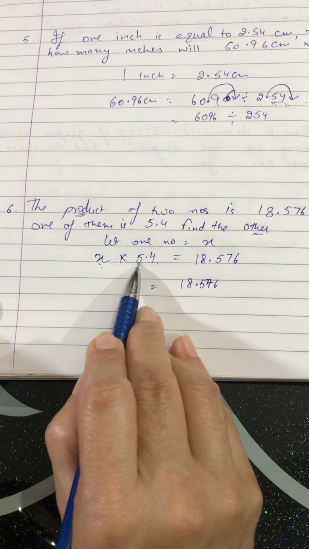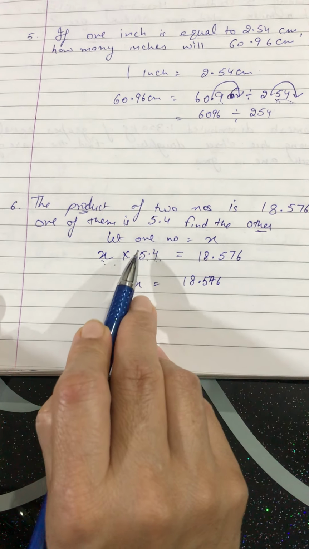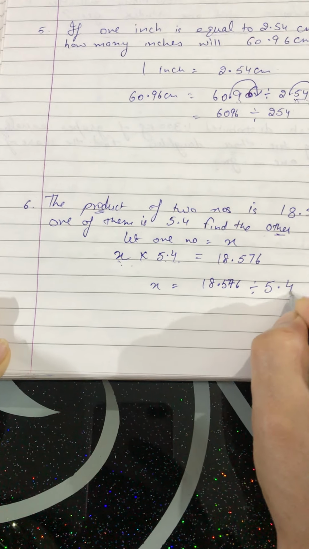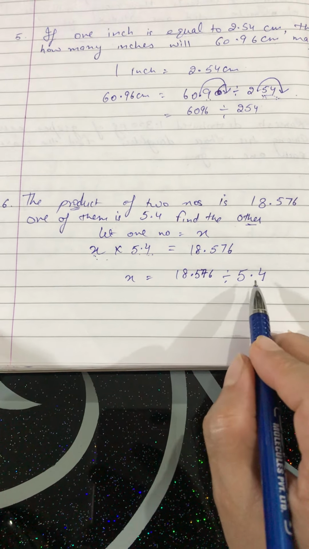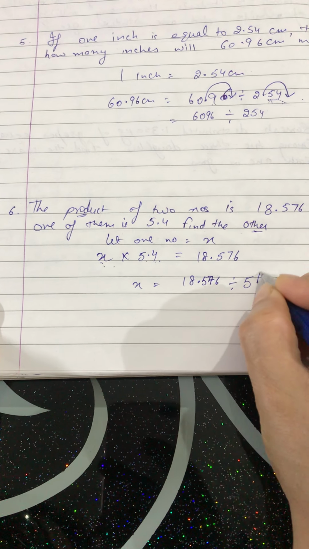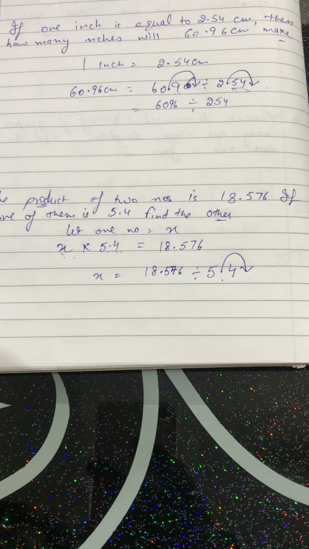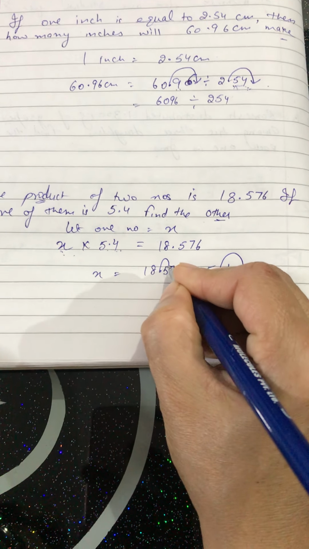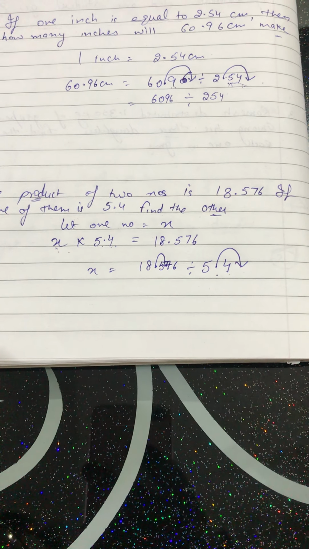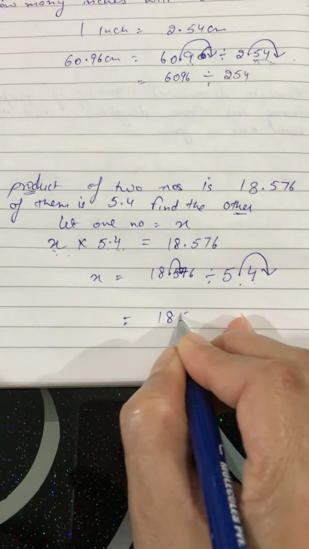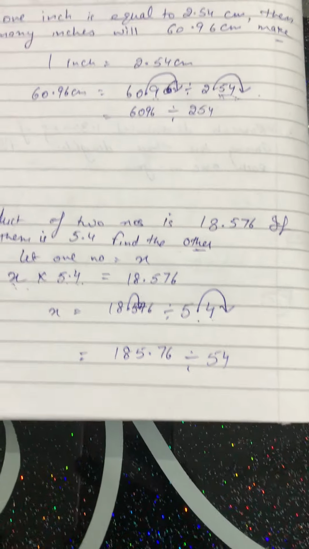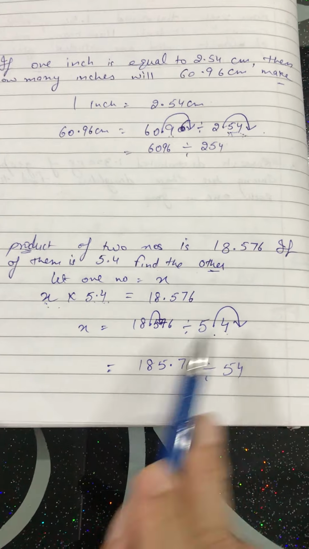Here it is 5.4 multiplied by x. When 5.4 changes its side, it will go to the right side and it will be divided. Now again there is a decimal in the divisor. We will shift the decimal to the right end in the divisor. I have shifted here 1 digit. So 1 digit will be shifted in the dividend also at the same time. Now the dividend will become 185.76 and the divisor will become 54. Now 54 is a whole number. We can divide it by the long division.